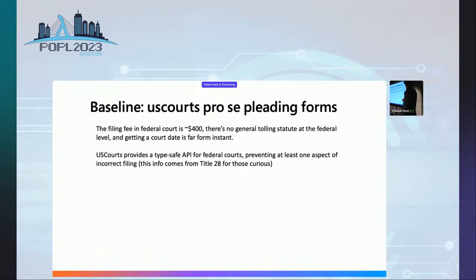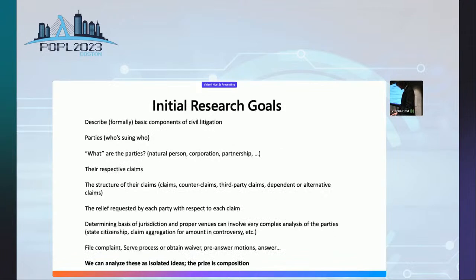The filing fee in federal court is $400. There's no general tolling statute at the federal level. It's hard to get a court date a lot of times. So to address at least some of these venue questions, we have another thing called US Courts that provides a type-safe API for these courts, so you will not be filing in non-existent divisions or districts or whatever else.